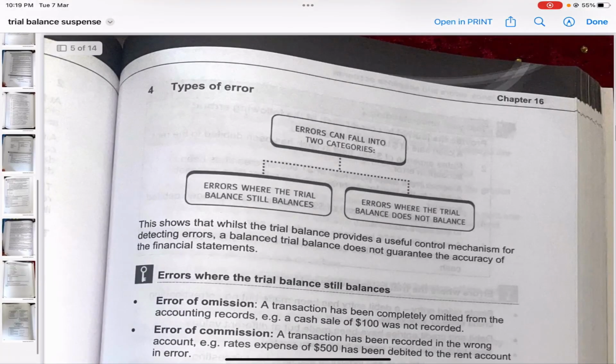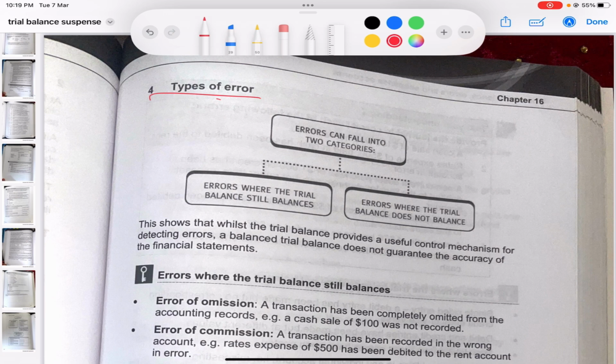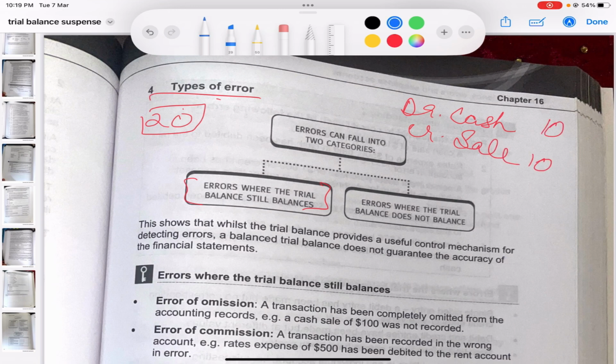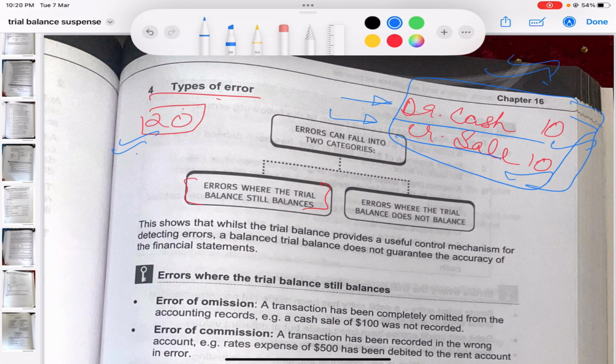Okay, let's come to types of error. This is something which is crucial in this chapter. There are some kinds of errors wherein the trial balance still matches. Let's say that a sale took place of 20 rupees. There's one error where I debit cash 10, credit sale 10. The sale took place of 20, but I have mentioned that I received 10 cash and 10 in sale. So my trial balance will still match, because I made an error in cash and I also made an error in sale.